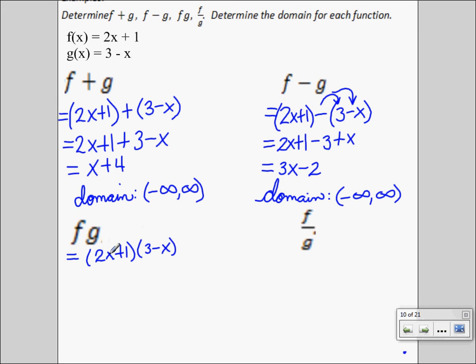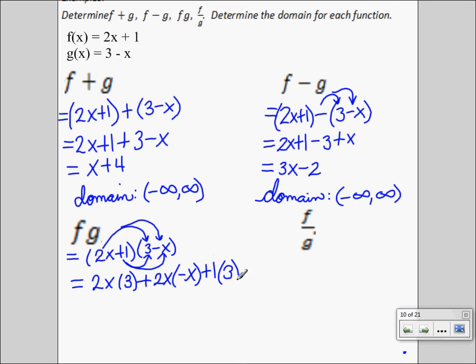So let's go through and use the distributive property. We're going to multiply the 2x and everything in the second set of parentheses. We're going to take the 1 and multiply it across everything in the second parentheses as well. So to get started, we have 2x times 3 plus 2x times negative x. So we've distributed the 2x across everything. Now we're going to take the plus 1 and multiply it by the 3, and now positive 1 times the negative x, found in the second set of parentheses.